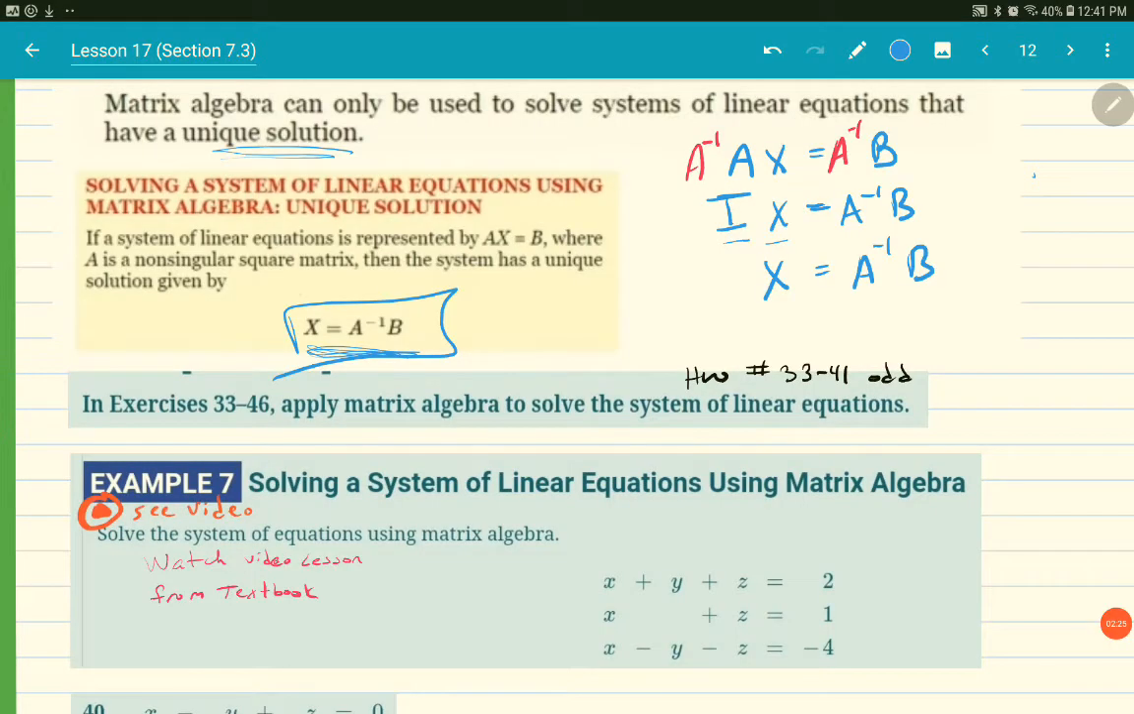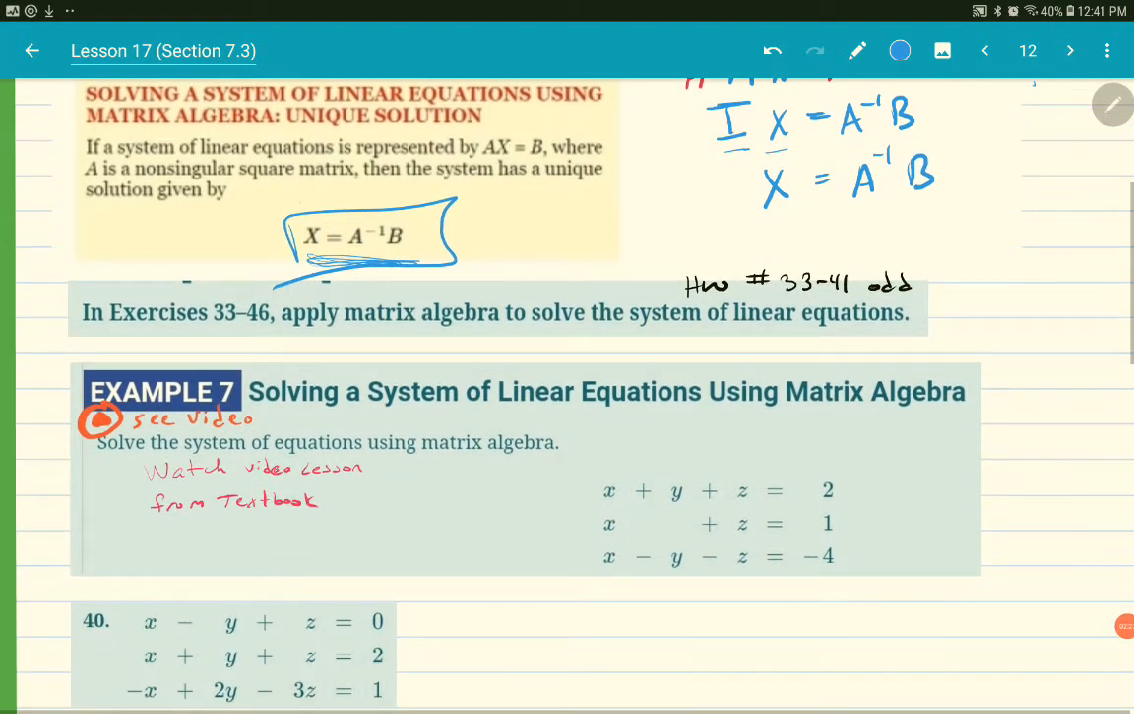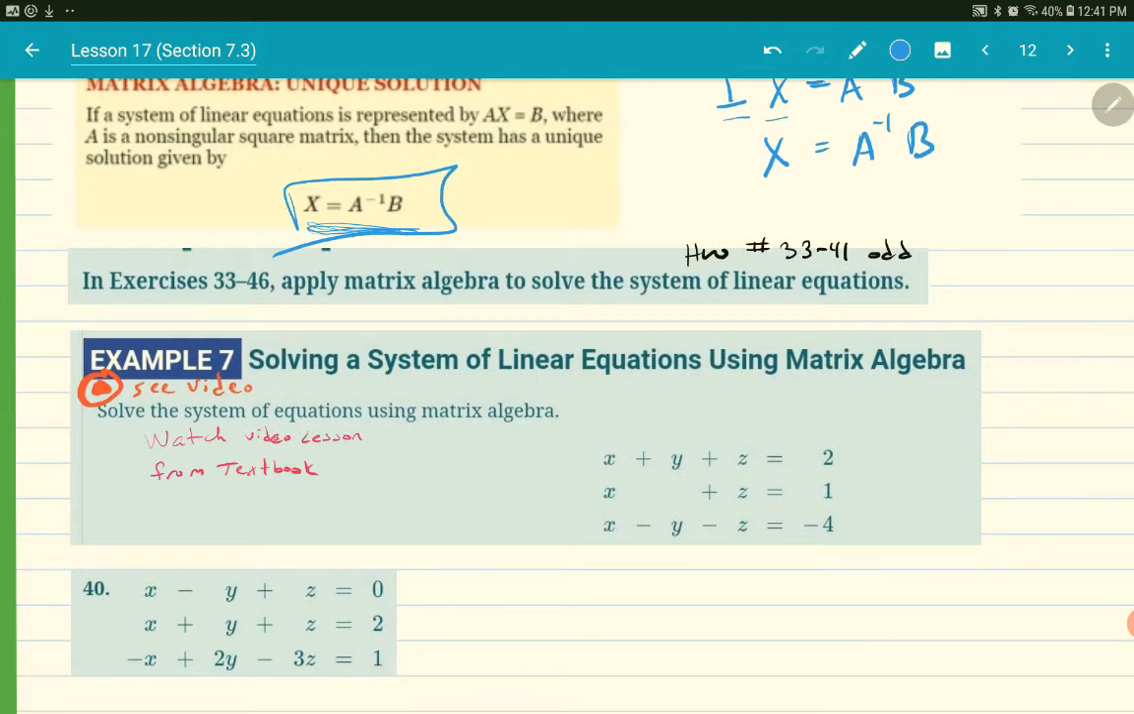Okay, so now you've seen an example of that. I'd like to ask you to try number 40 now for a practice problem. So go ahead and pause the video again, try number 40, and then you can play this video again to check your work.